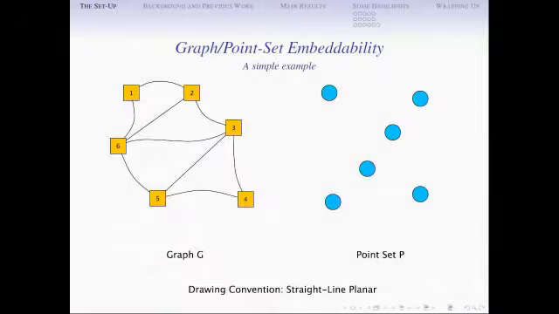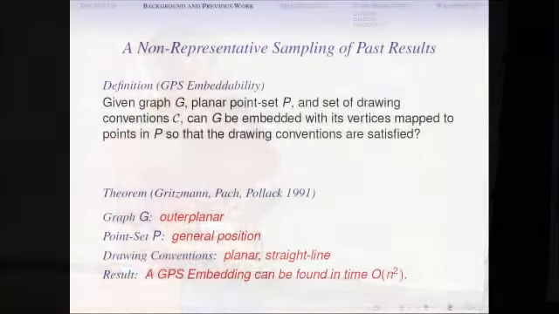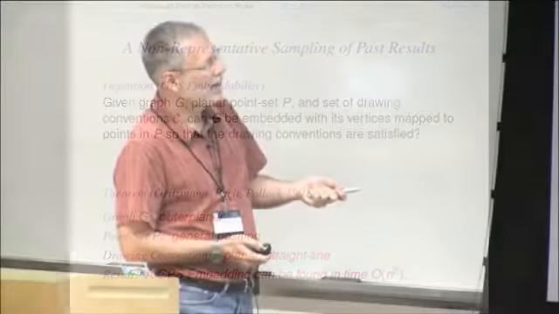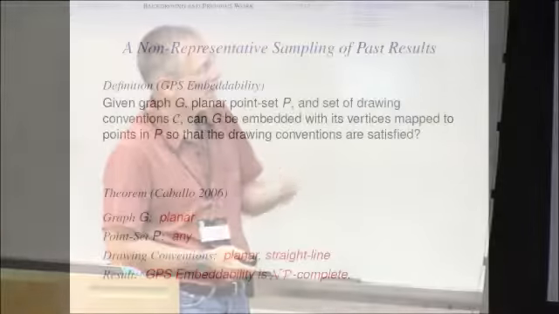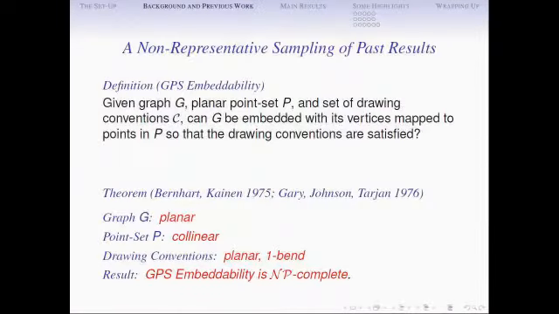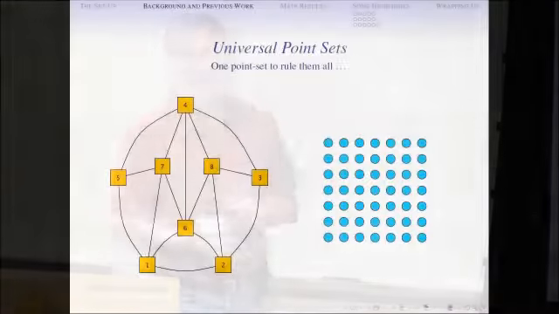So there's a graph, there's a point set, there's some drawing constraints, and there's done. That's graph point set embeddability. So there's been a lot of work in this area. A lot of theorems have the following form. You give me some classic graphs, you give me some kind of constraint on your point set, like maybe it's convex, or maybe they're in general position, some drawing conventions, and then you try to say something interesting. And many people have succeeded at this game. Results on outerplanar graphs, NP-completeness results on planar graphs, NP-completeness on planar graphs with bends. So that's the basic game.